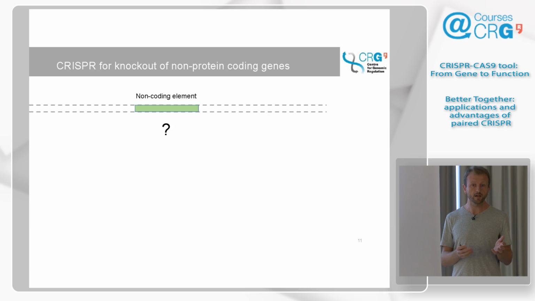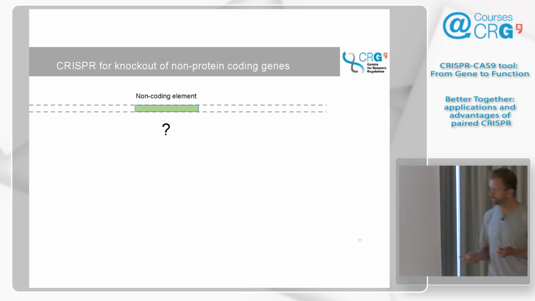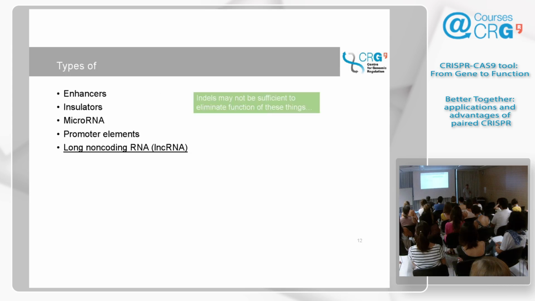So for things like lncRNAs, we think that most of the sequence of these genes is kind of linker sequence between small regions of important nucleotides. And if you start introducing indels in those parts, you probably won't affect the function at all. So we have to think of a different way.